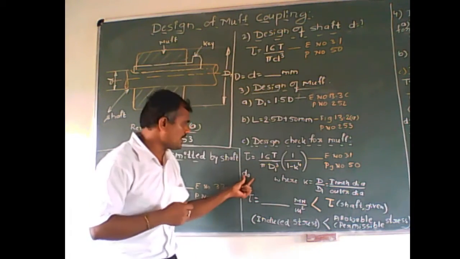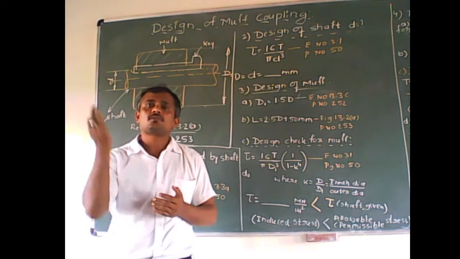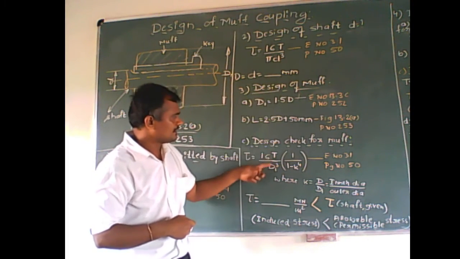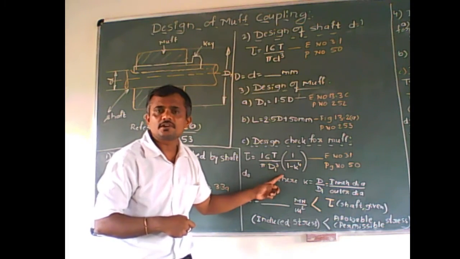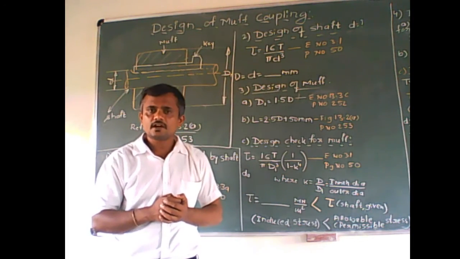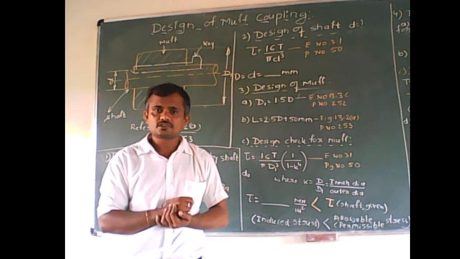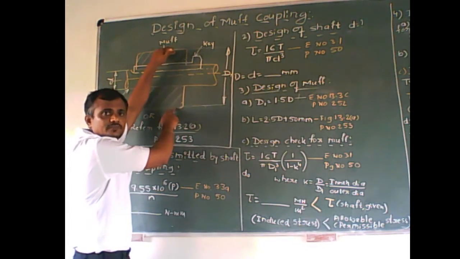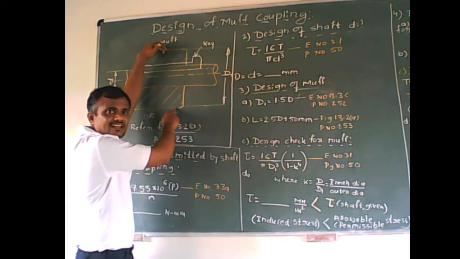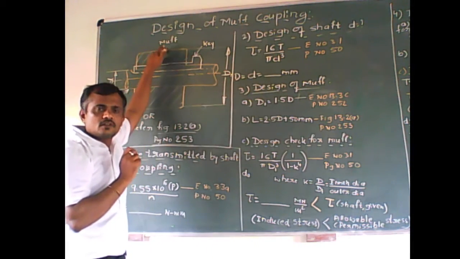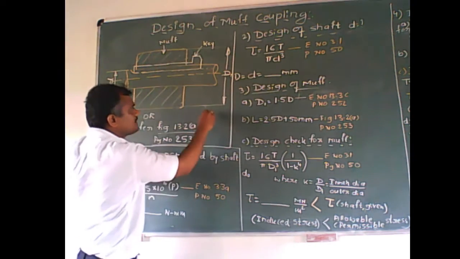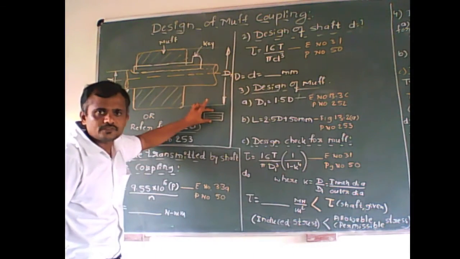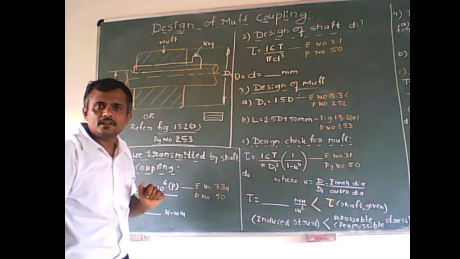You may ask, sir, why have you used this equation from the shaft chapter? You know, students, this equation is used for determining the shaft diameter of a hollow shaft. Here in our figure, if I assume this muff diameter as a hollow shaft, it will be like this, correct? A hollow shaft means it will have an outer diameter and an inner diameter.